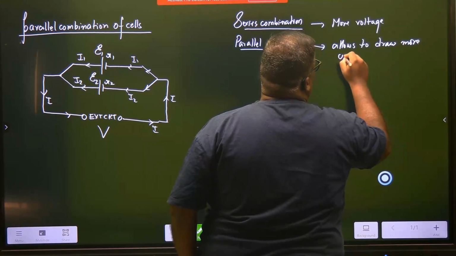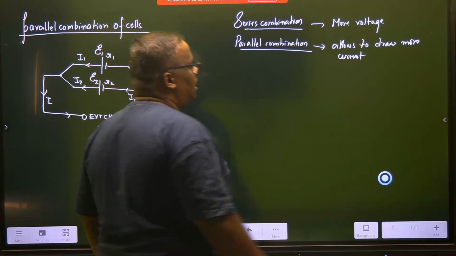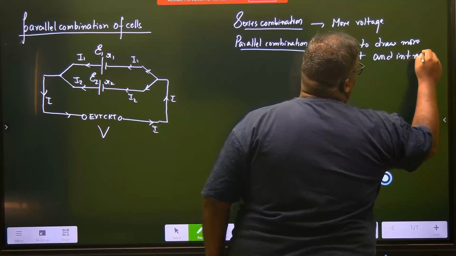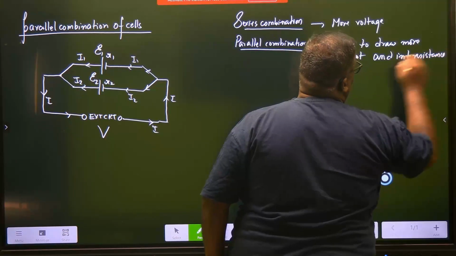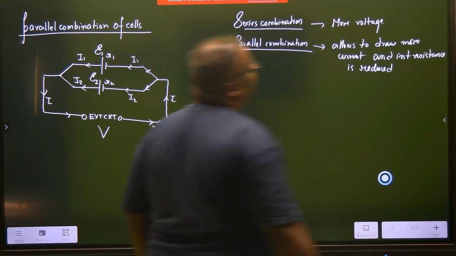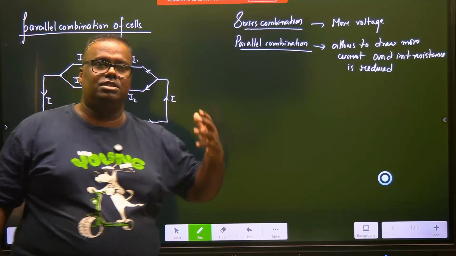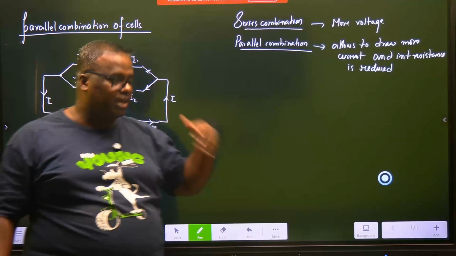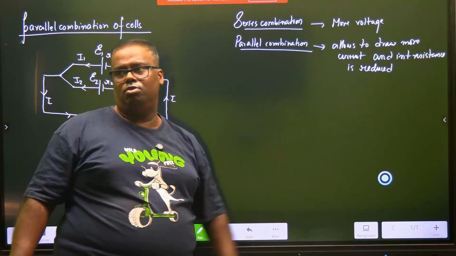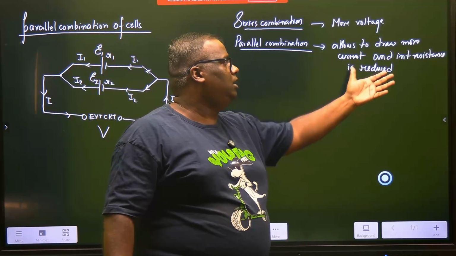Here current is our significance. We will get more current from this combination, and the equivalent internal resistance is reduced. Obviously, if you want more current, the resistance has to be reduced. So when you talk about things like power banks, UPS backup, inverter backup, there we always go for parallel combination, because we want more current, we want higher wattage devices to be run on them. So more current and reduced internal resistance.